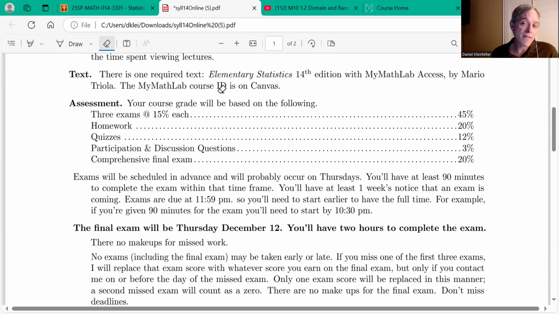You do need to have access to My Math Lab because that's the software we'll be using to get all of our work done. The software has access to the ebook, so you can view the book electronically. It's up to you if you want to buy the book, which comes with a code inside, and then you have a paper copy of the book and My Math Lab access. Or if you just want to get My Math Lab access and look at the book online.